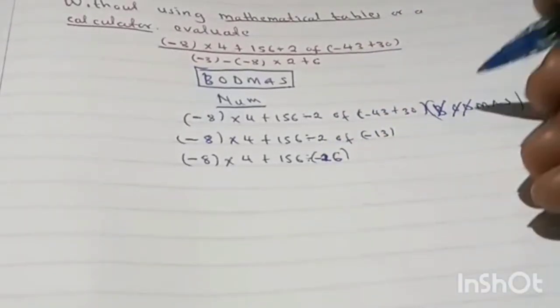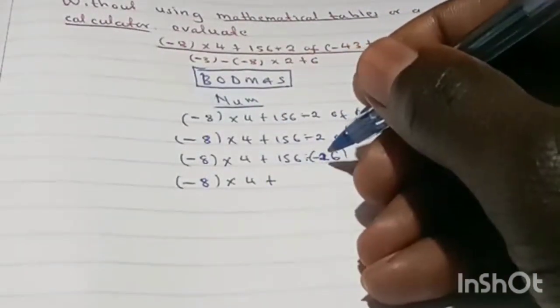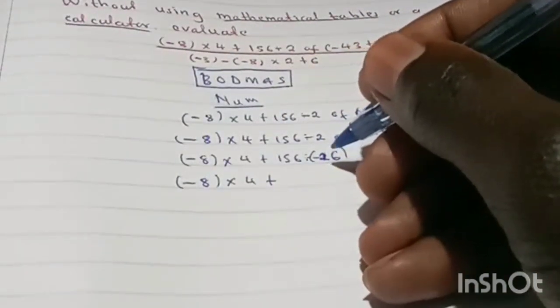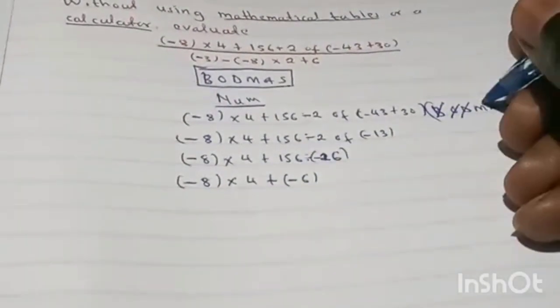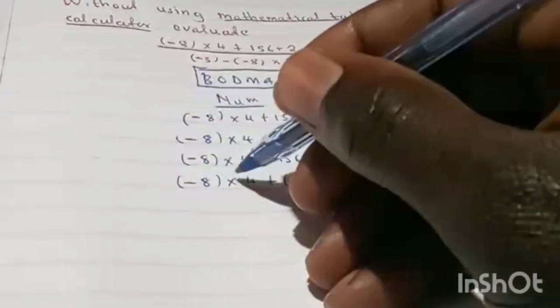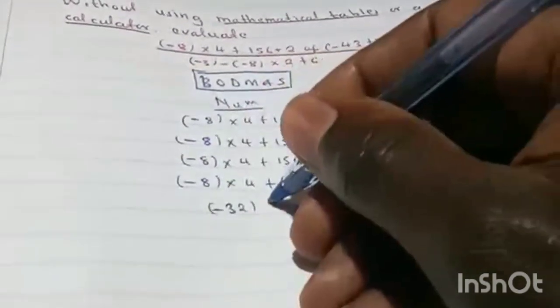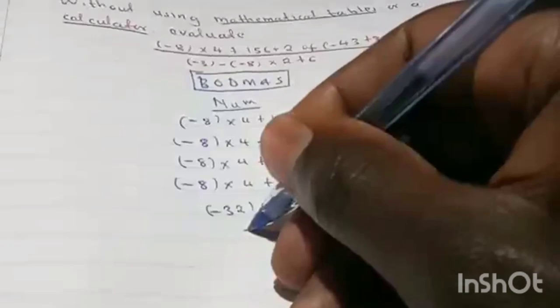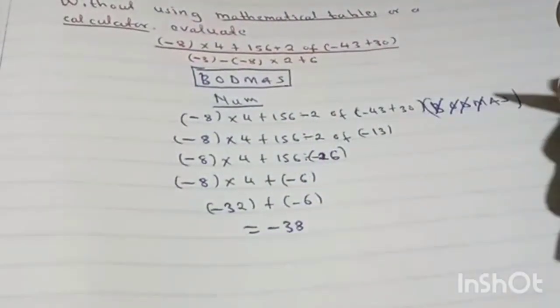We are going to division. Do we have division? Yes. So it is going to be -8 times 4 plus 156. If we divide 156 by -26, we get -6. Then we can go to multiplication: we multiply -8 by 4, which is -32. So -32 plus -6 gives a total of -38. That's not the final answer.